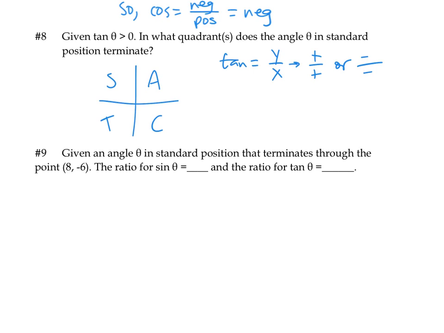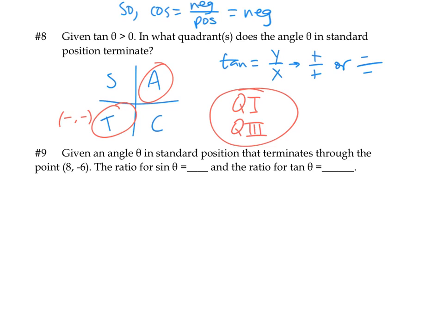And we have both positive. That happens in quadrant 1, where they're all positive. And it also happens in quadrant 3. Tangent's positive here because we have a negative x and a negative y. Okay, so your answer to this would be quadrant 1 and quadrant 3.